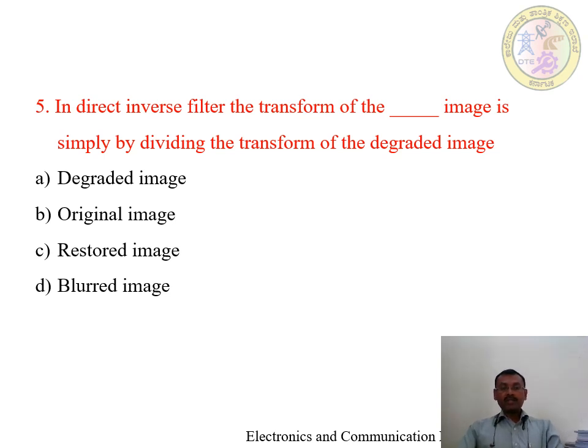Question number 5. In direct inverse filter, the transform of the dash image is obtained simply by dividing the transform of the degraded image. Option A, degraded image. Option B, original image. Option C, restored image. Option D, blurred image. The right answer is option B, that is original image, obtained simply by dividing the transform of the degraded image.